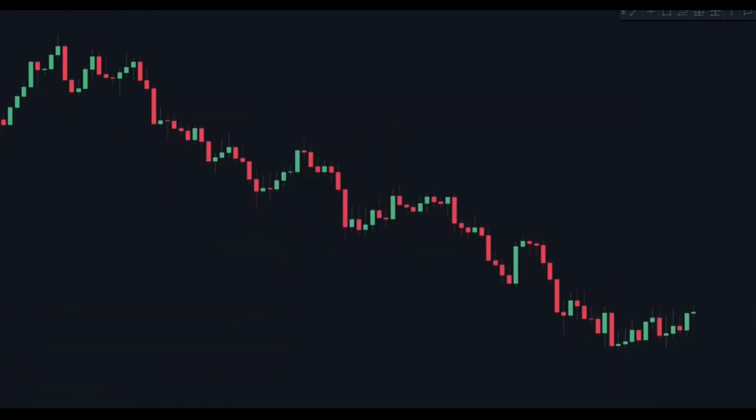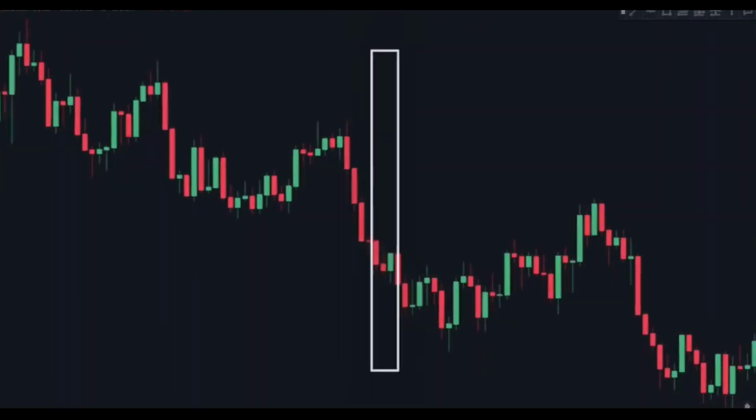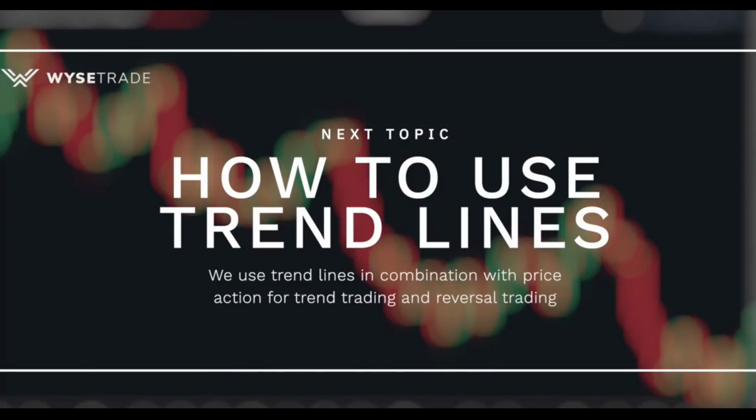not a solid line. Now that you know what trend lines are and how to draw them, let's jump into how to use trend lines in combination with price action.